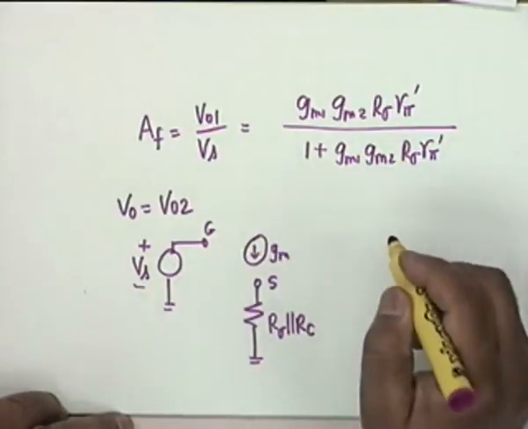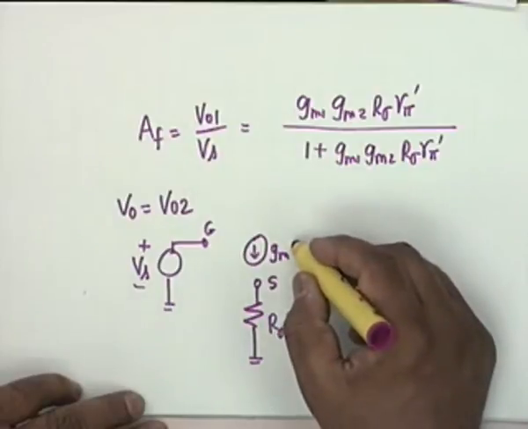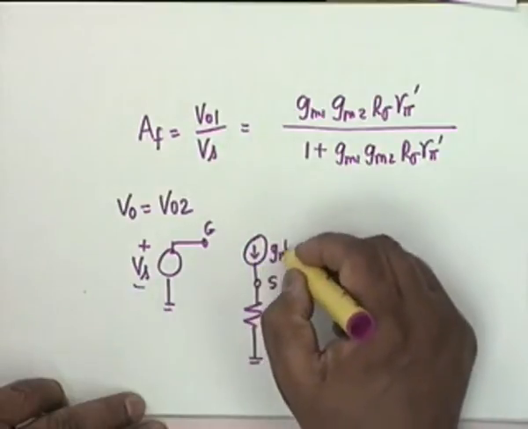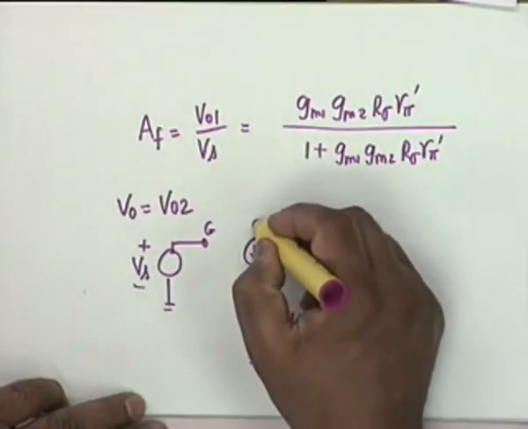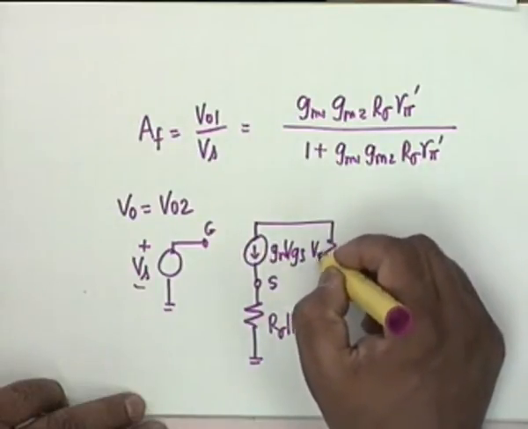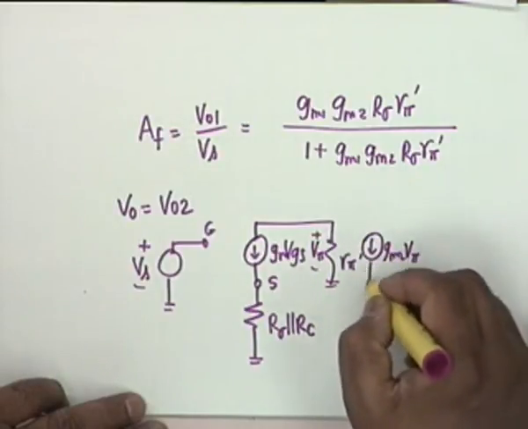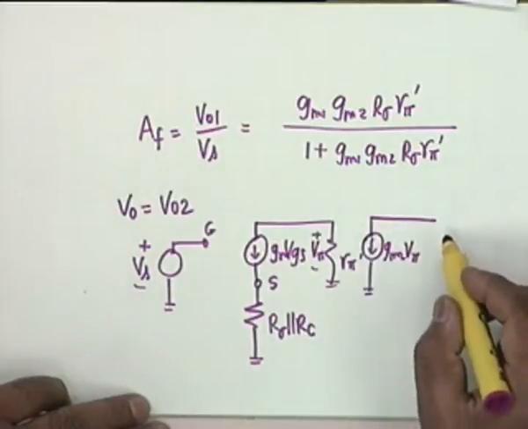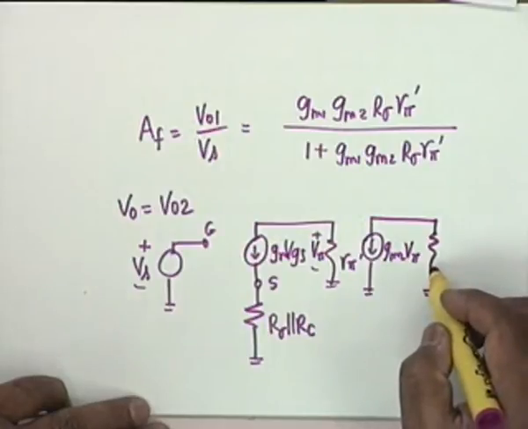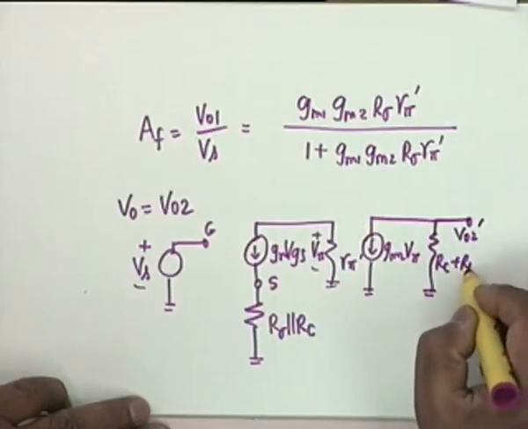Now VGS obviously would be, we'll have to find that out. So let's be content with gm VGS. Then you have R pi prime, V pi, and you have gm2 V pi. The rest of the circuit is similar. What shall you have here now? RC plus RL. You don't have to show them separately, because V02 prime is here. So this is RC plus RL.